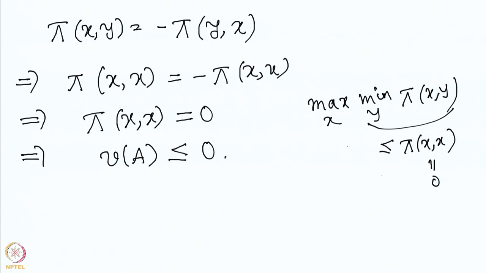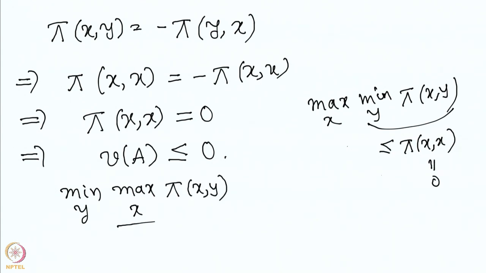Using a symmetric argument, for example, look at the minimum over y of the maximum over x of pi xy. Now look at this maximum; it has to be greater than or equal to pi yy, and this is 0, and this term for each y is greater than or equal to 0, therefore the minimum of that is also greater than or equal to 0.